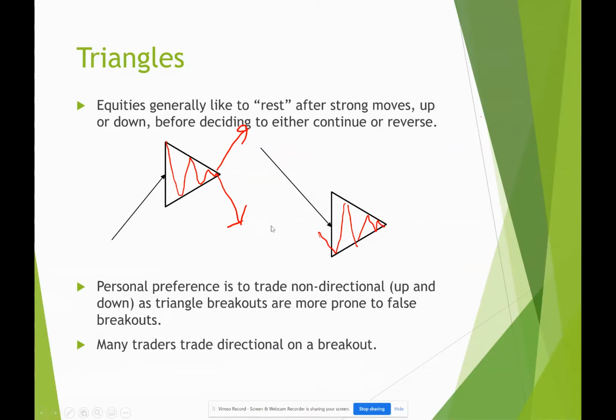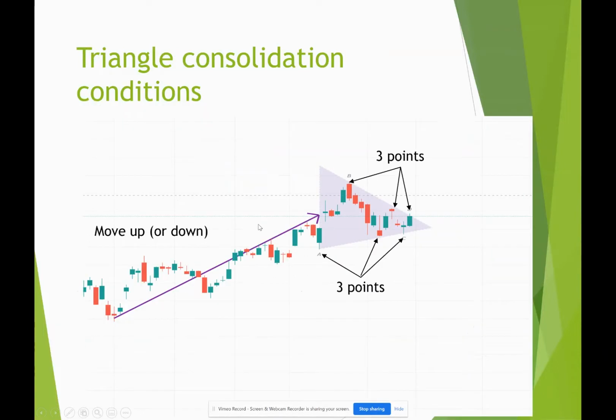Okay, that's my personal preference. I'm going to show you in this particular video really more how it works to do it directionally. So what are the conditions of triangles? Well, first of all, you're going to have a move up or down. A move down is the exact opposite, but a triangle is usually going to have at least 3 points on each side. So you can see, you're going to kind of visualize it.